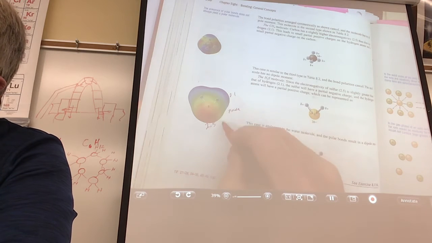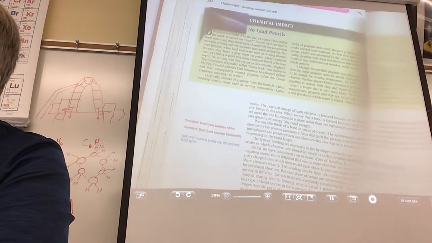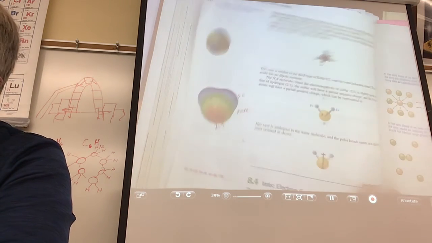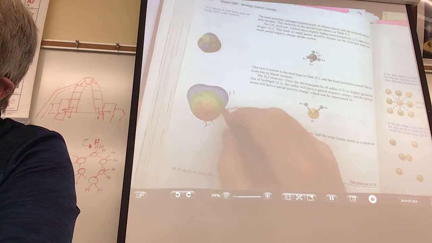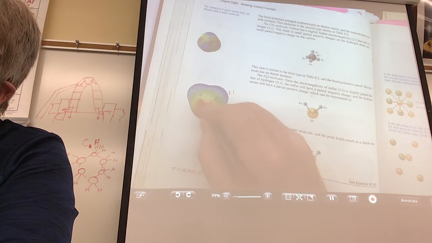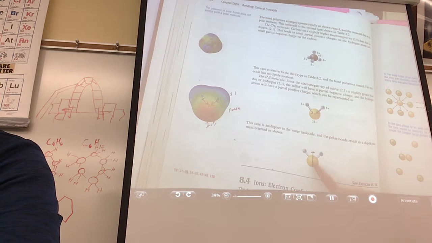So the difference would be 0.4, right on the edge, wouldn't it? Right on the edge of being a polar covalent, right? Like right on the edge. So it's kind of just a little bit of polarity. So we would draw it toward here, right? And we would draw it toward here. And would there be a net dipole moment? And that's what they drew right here.